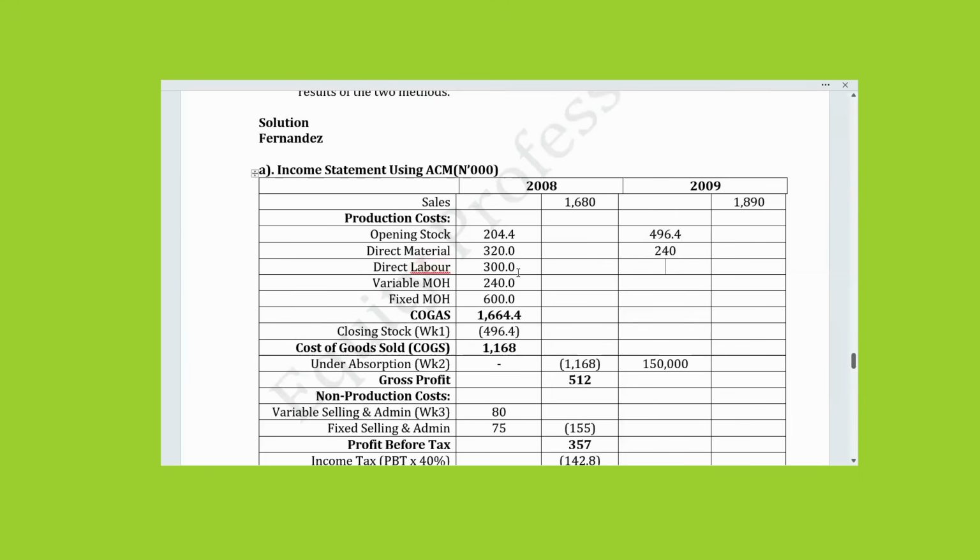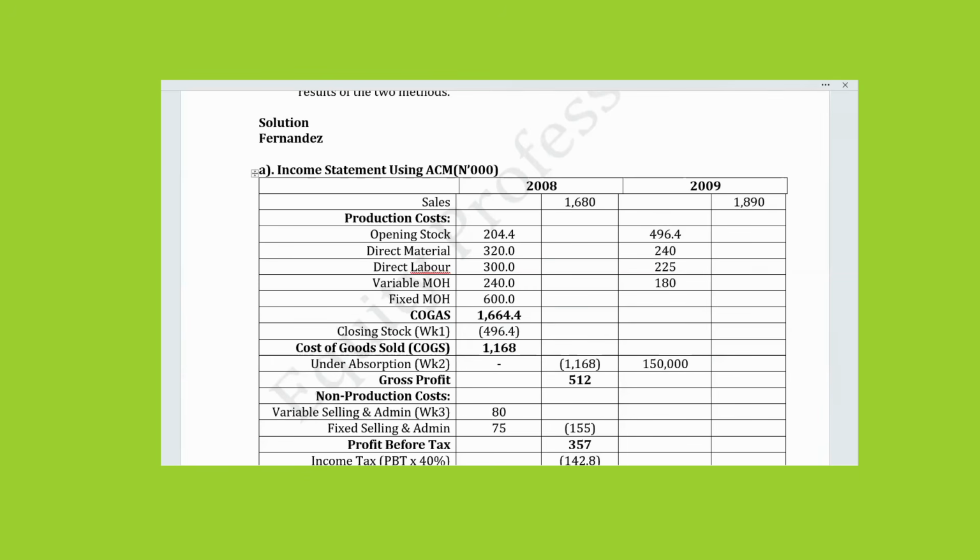Direct labor cost per unit is 1 naira 50 kobo multiplied by 150,000 units produced in 2009. What do you have? 1.5 multiplied by 150 gives 225,000. Then variable manufacturing overhead, 1 naira 20 kobo multiplied by 150,000 units. What do you have? 180.